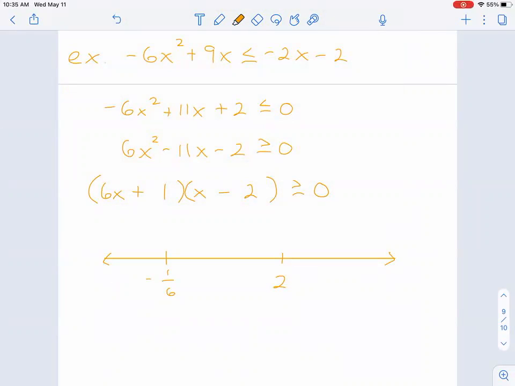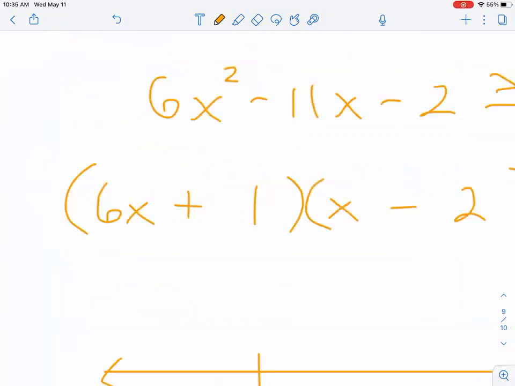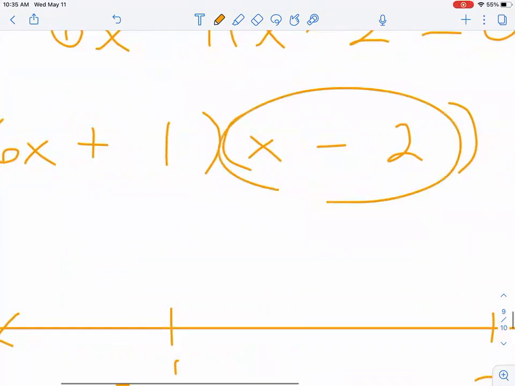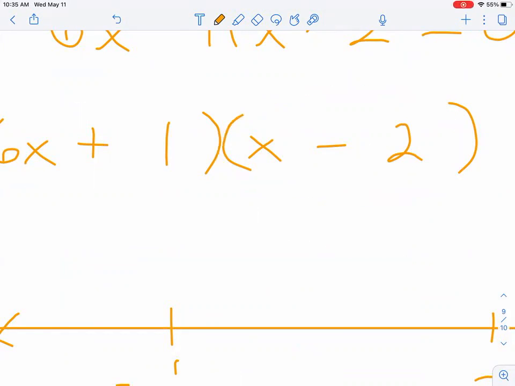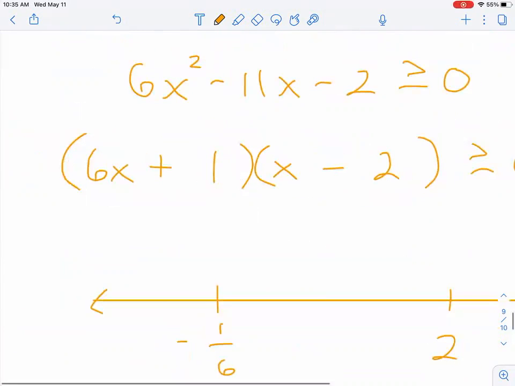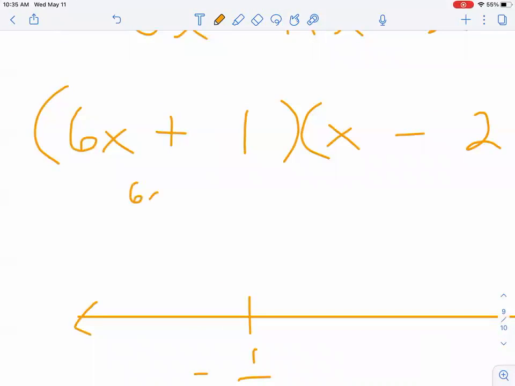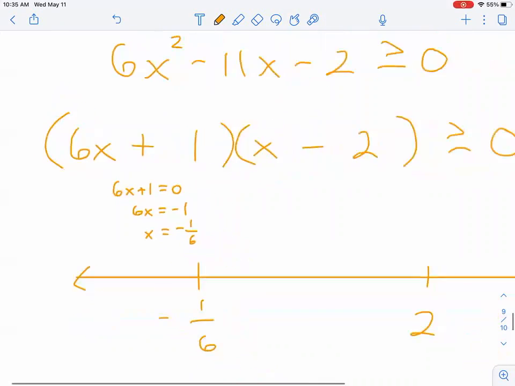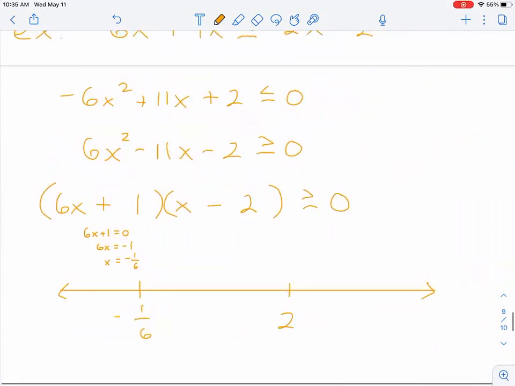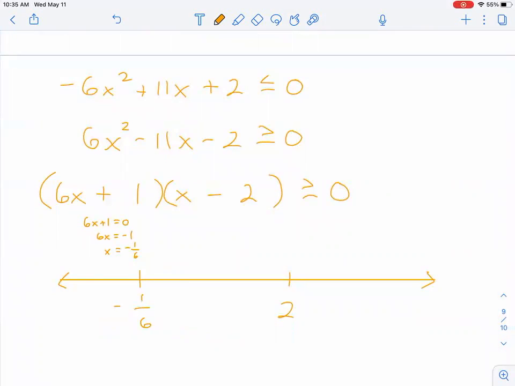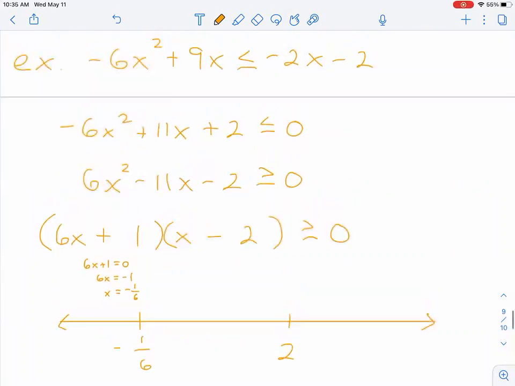Yes. So we're trying to figure out what makes this equal 0, which is 2, and what makes this equal 0. So what I did is I kind of did in my head 6x plus 1 equals 0, and then subtract the 1 over, and then divide by 6. And so you could get that by setting the factors equal to 0 to get those boundary points. Okay? Anything else? We still have to write our answer here.